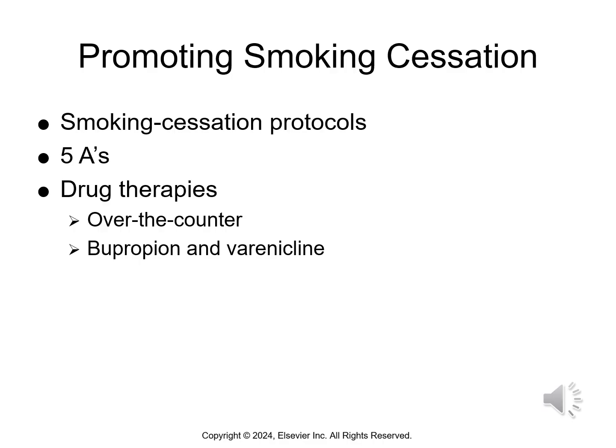We want to advise. In a clear, strong, and personalized manner, we want to urge every tobacco user to quit. We want to assess. We want to determine the tobacco user's willingness to make a quit attempt at this time. We want to assist. For those willing to quit, we want to provide counseling and pharmacotherapy to help them succeed. And we want to arrange, schedule follow-up appointments to support that quit attempt and monitor progress. Remember, this is a teaching moment for smoking cessation.